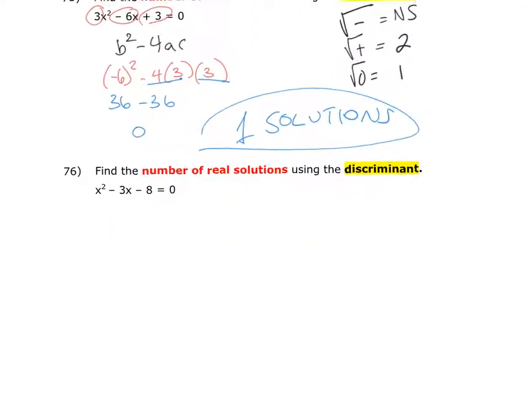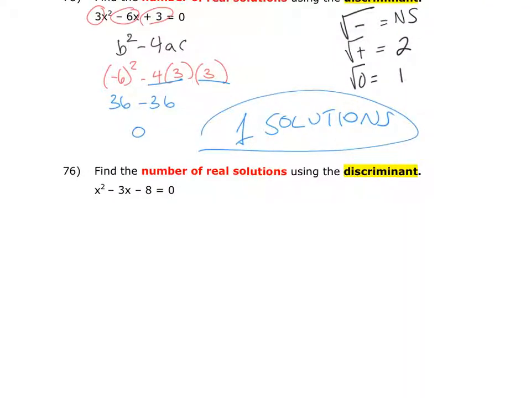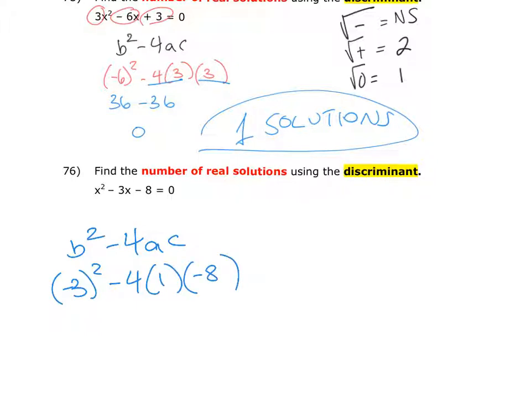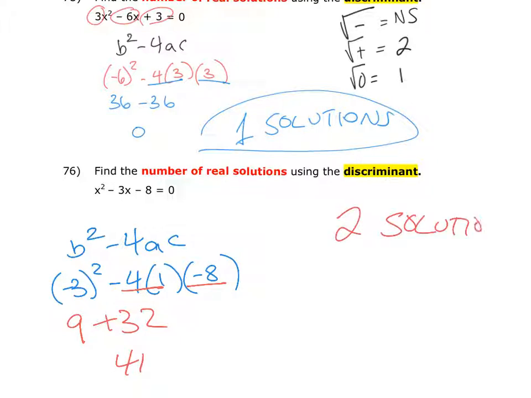All right, same thing with number 76. b squared minus 4ac. Well, b is negative 3. Negative 3 squared minus 4 times a times c. Negative 3 squared is 9. Negative 4 times 1 is negative 4 times negative 8 is positive 32. That's going to give me a positive number. So I'm going to write two solutions. That's all I need to do. I don't need to find the solutions. Just say how many there are.